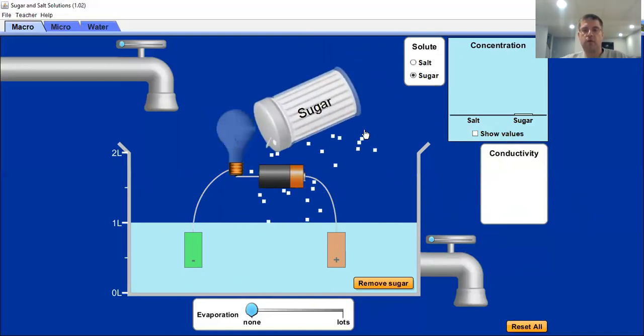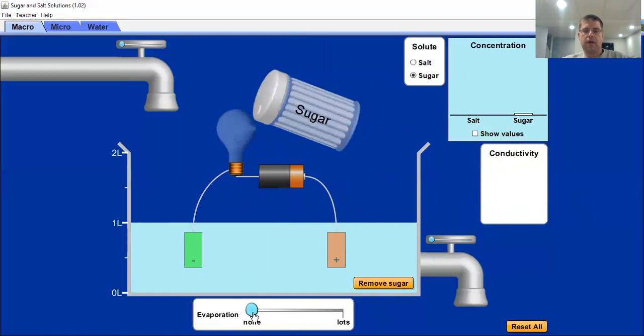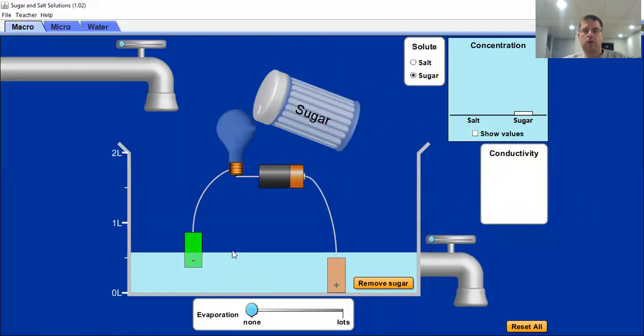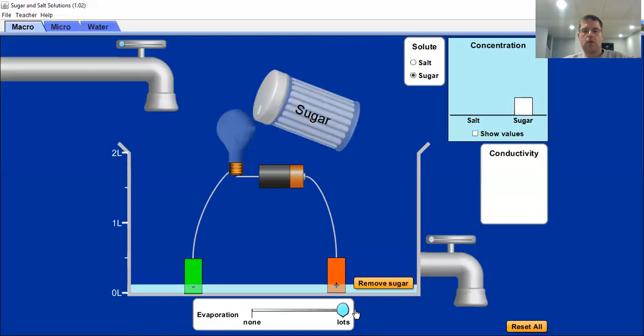So this part here is just giving you a preview. It'll make more sense on the next part. Evaporate it. So what we're doing is removing the water. Oh, nothing's really happening. Okay, now the concentration of sugar went up because there wasn't much water left.